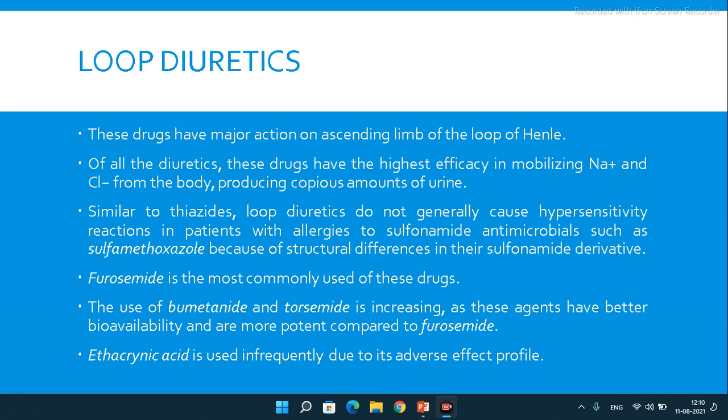Okay, so the main or foremost loop diuretic used clinically is furosemide or frusemide. Either way, we can call it. The use of bumetanide and torsemide, which are the other loop diuretics, is increasing day by day, as these drugs have better bioavailability and are more potent compared to furosemide. Ethacrynic acid, another loop diuretic, is used infrequently due to its adverse effect profile.